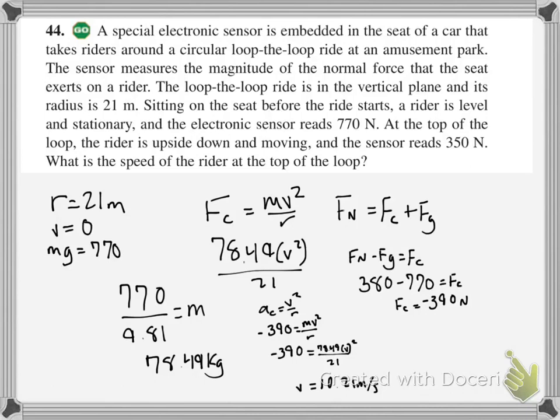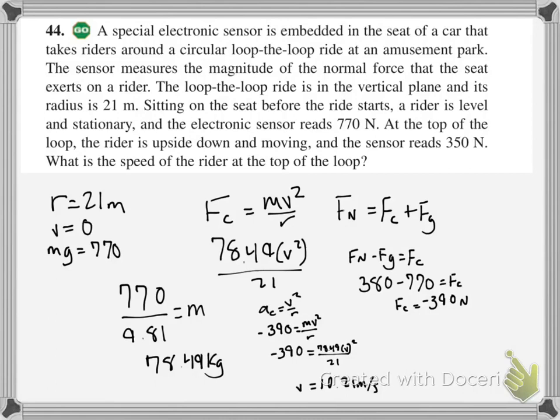So we have all of those components at the moment except for the centripetal force and the velocity. Now the velocity is what the question is asking for. So let's start out by trying to find the centripetal force. So we know the net force is equal to the centripetal force plus the force of gravity, because those are the only two forces acting on the rider.